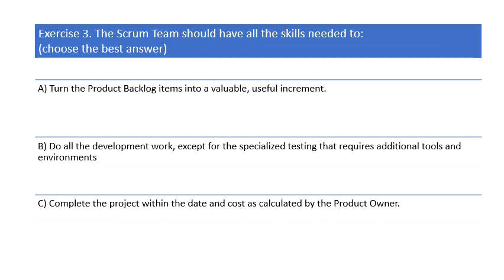Exercise 3. The Scrum team should have all the skills needed to choose the best answer. Option A. Turn the product backlog items into a valuable, useful increment. Option B. Do all the development work, except for the specialized testing that requires additional tools and environments. Option C. Complete the project within the date and cost as calculated by the product owner. Let me know what option you have chosen.